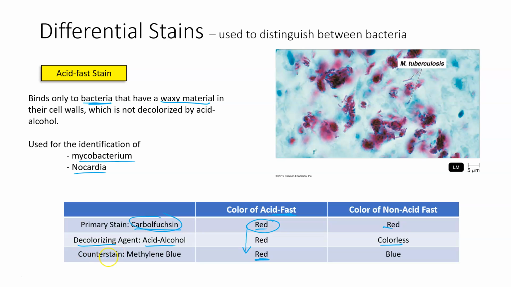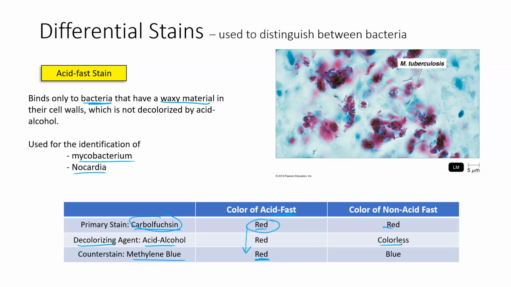When we counterstain after the decolorizing step with methylene blue, that's going to turn just the non-acid fast bacteria blue, because we were successfully able to remove the color, which was red, from them, in particular during the decolorizing step of the acid-fast stain technique.